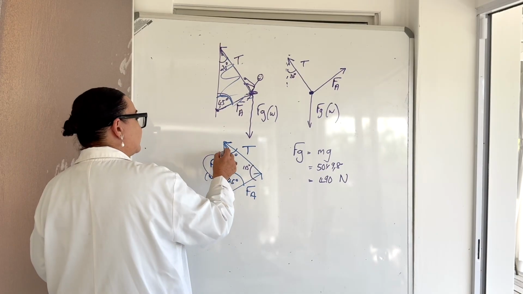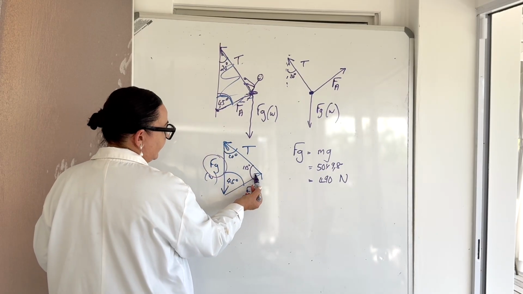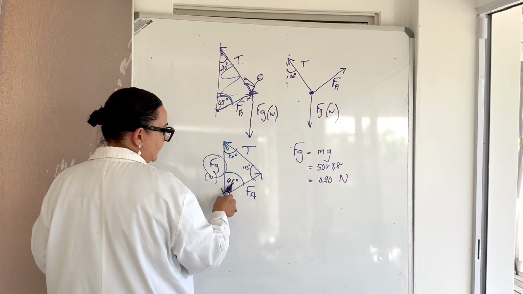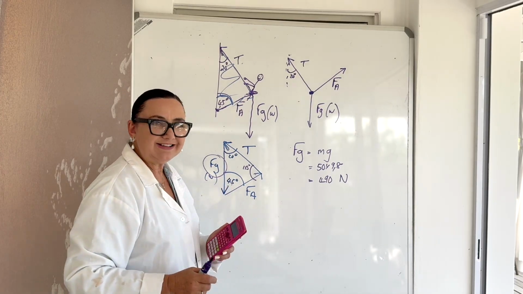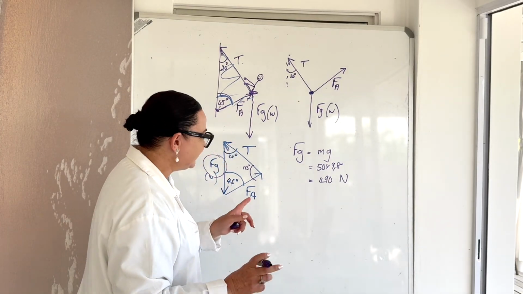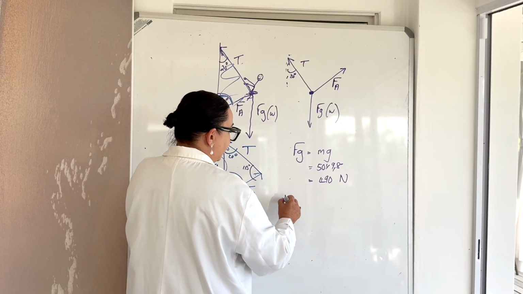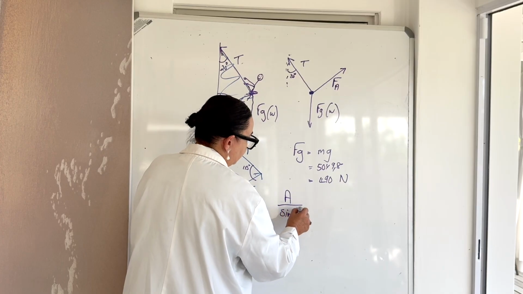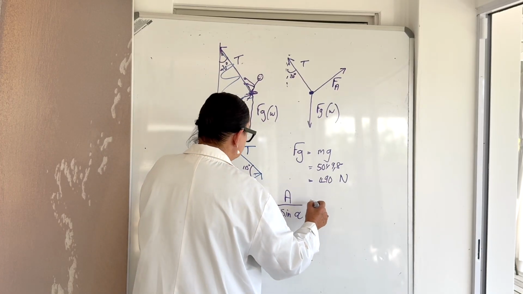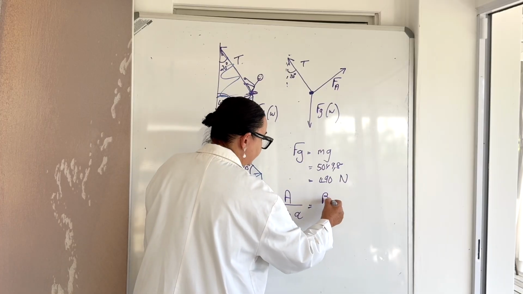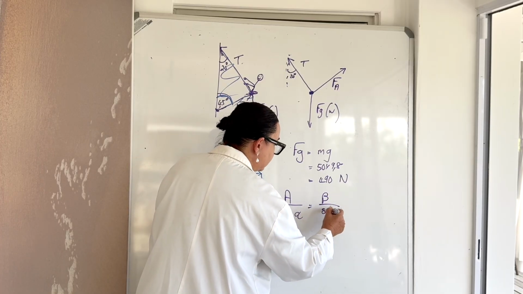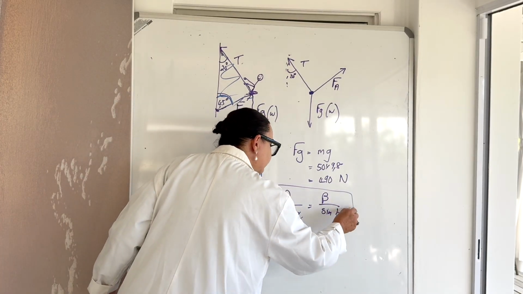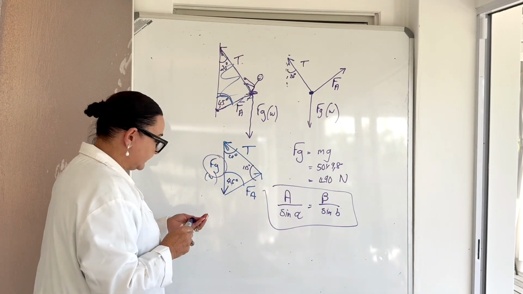So I've got that side and that angle. And I asked the tension in the cable, but I also have that angle. So what is the sine rule again? The sine rule is that side A over sine of the angle A equals side B divided by sine of the angle across B. But for this formula, I'm not going to get any marks.